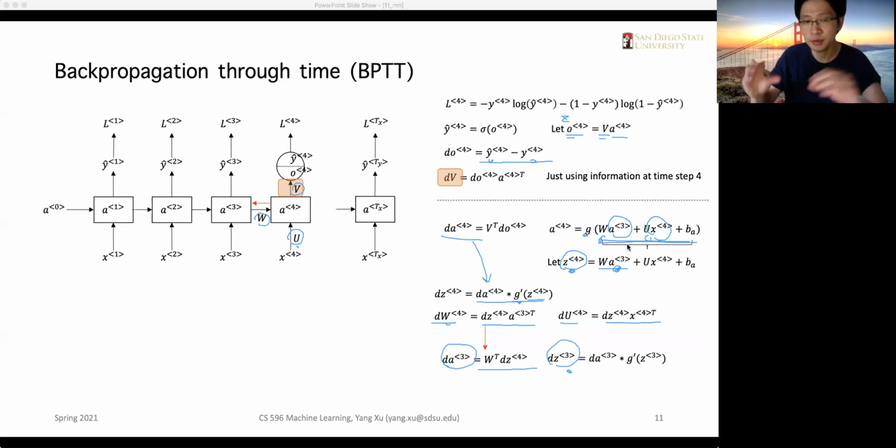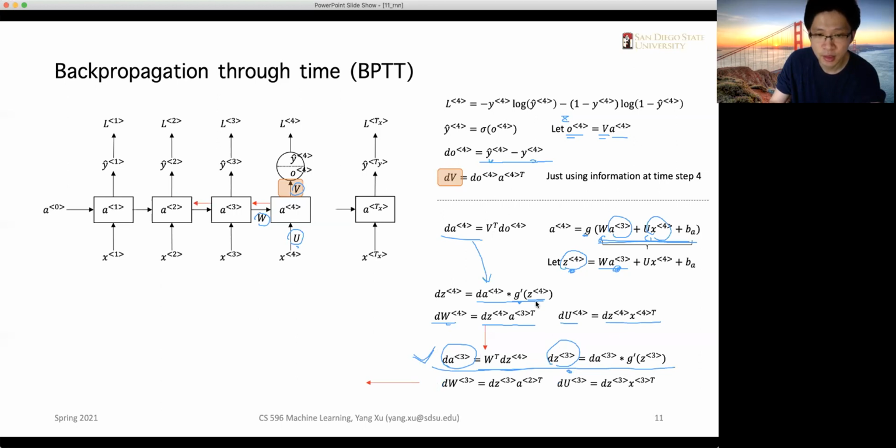So we will need to replicate, we need to do the same thing at the previous time step. Okay, it's not within the fourth time step, but in the third time step. And we will have the dW at time step 3 now, and the dU at time step 3. So these are different from the dW at the fourth time step, right? But they correspond to the same parameter, although they are from different time steps.